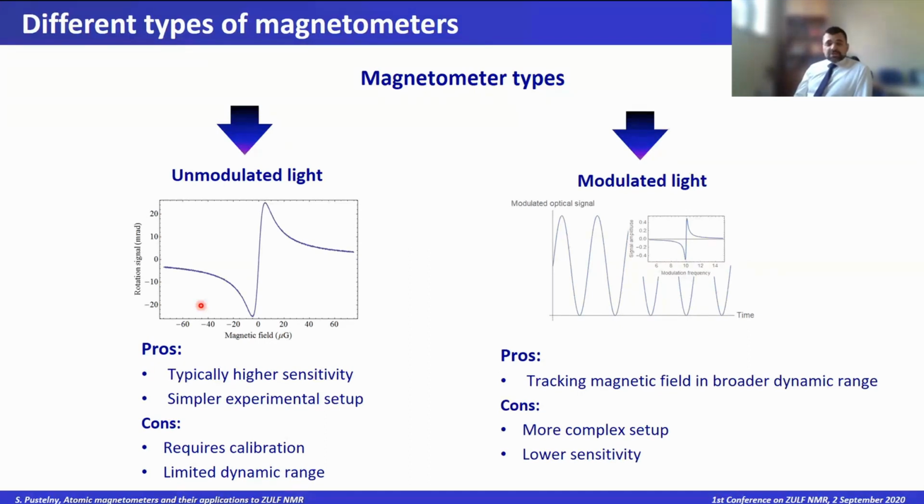So to finish the cons of the unmodulated light magnetometers, one important disadvantage is this sensitivity range for the magnetic field detection. The dynamic range of the measurements is actually limited to a very weak magnetic field, typically on the order of maybe 1 nanotesla or something like this, something very, very narrow.